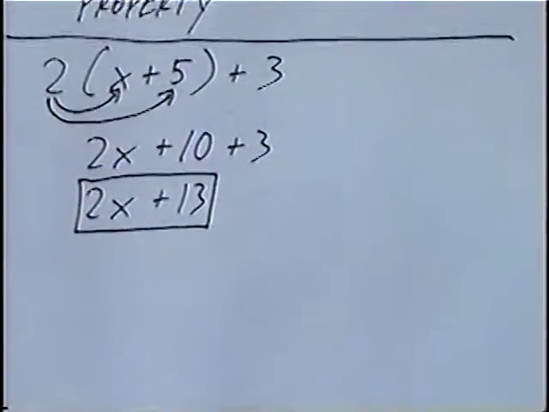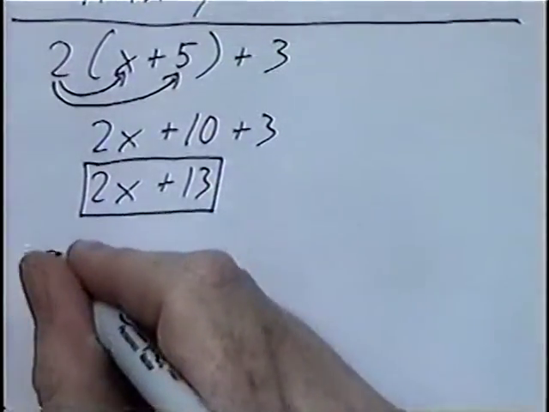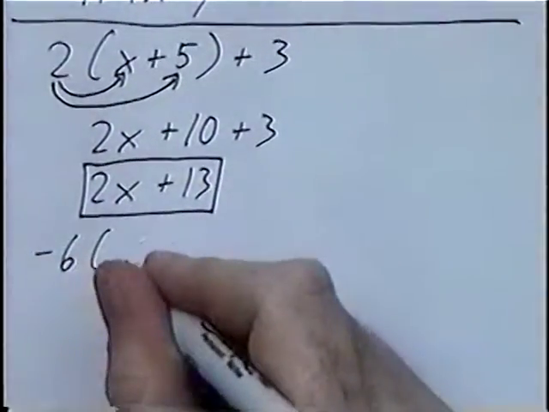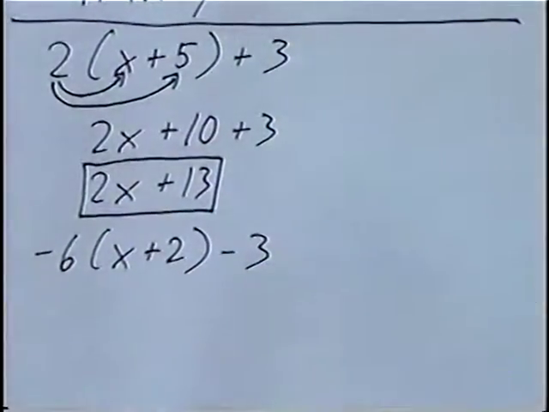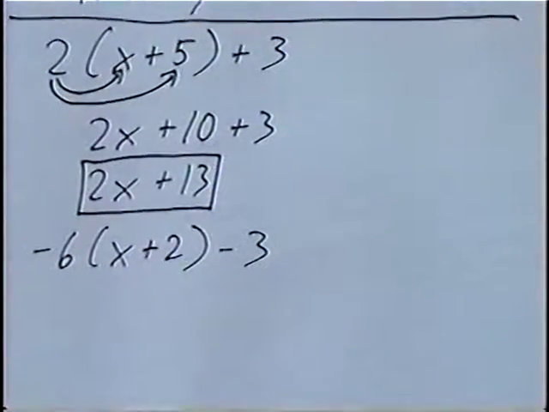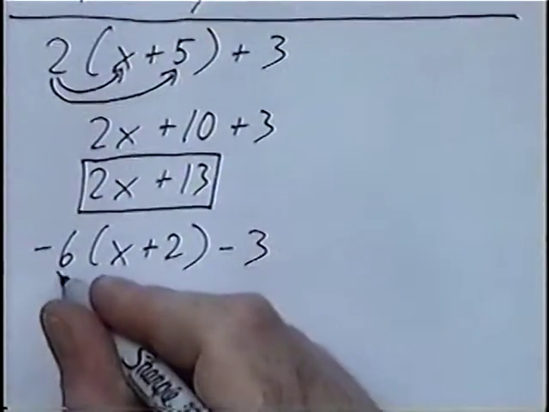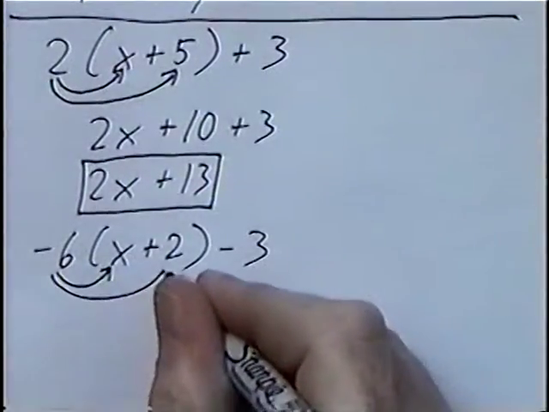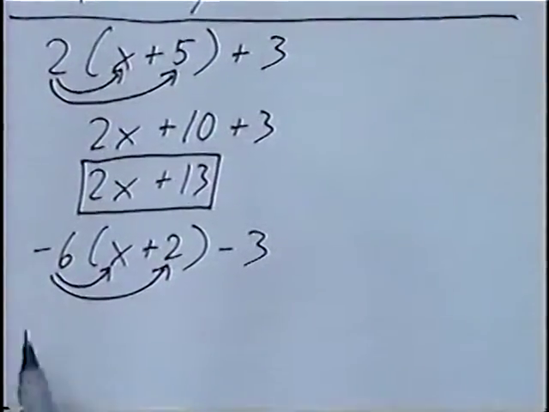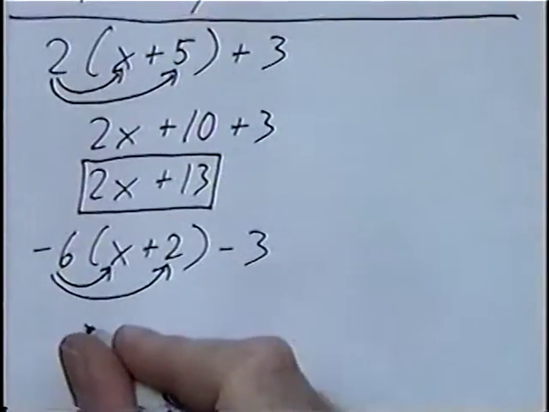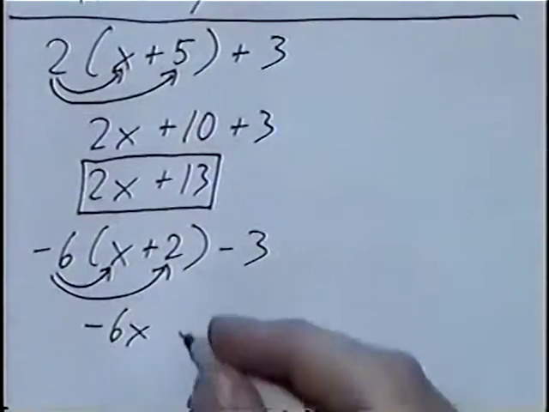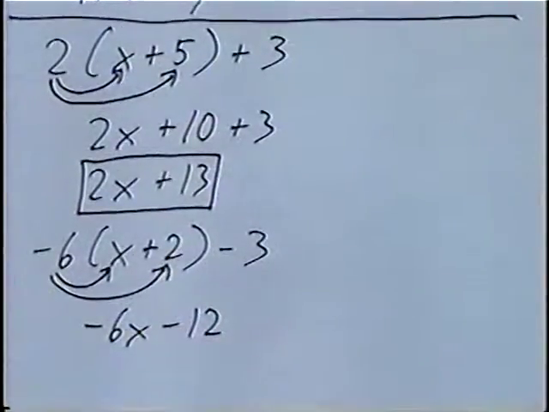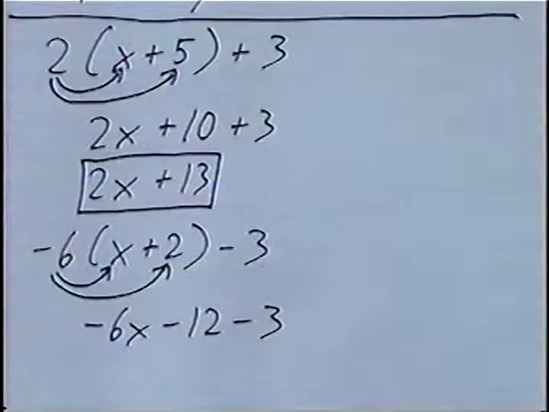Second question, and last question for the section. Negative 6, and inside parentheses, x plus 2, and then minus 3. The number outside the parentheses, negative 6, again goes to the variable and also to the number. Negative 6 times x would be negative 6x. Negative 6 times a positive 2 would be negative or minus 12, and the minus 3 would stay the same.